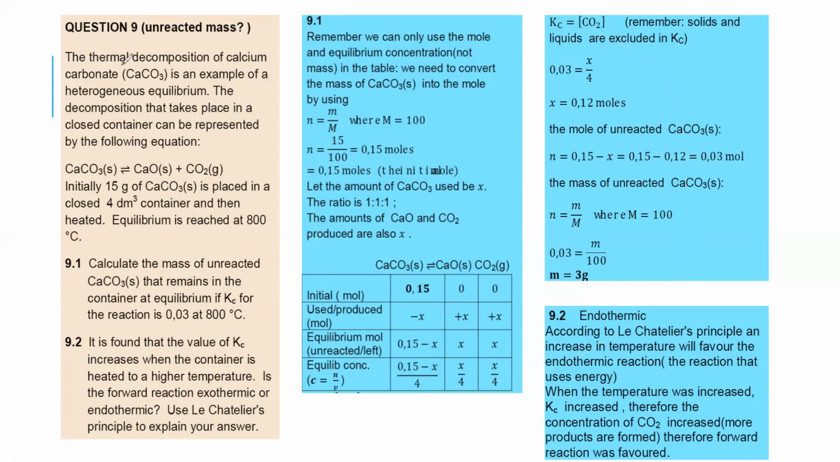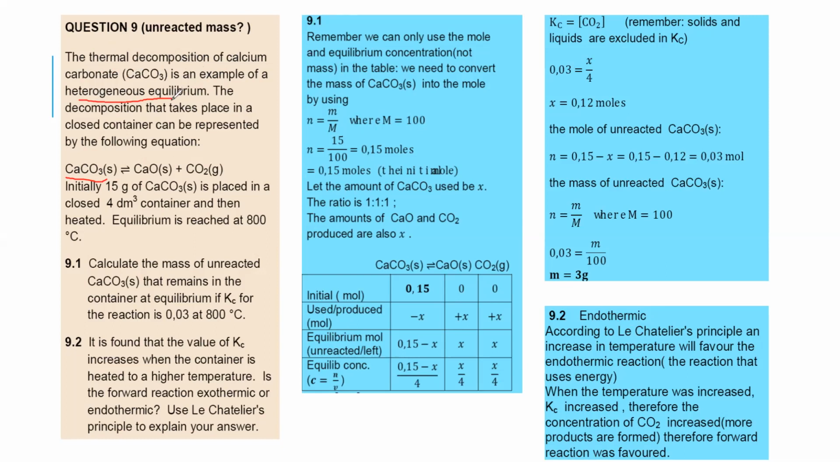The thermal decomposition means that it is going to break down into components. So there's one big substance, it will become two or more substances with smaller structures. Thermal means by using heat energy. And calcium carbonate will turn into calcium oxide and carbon dioxide gas. And this is an example of heterogeneous equilibrium.